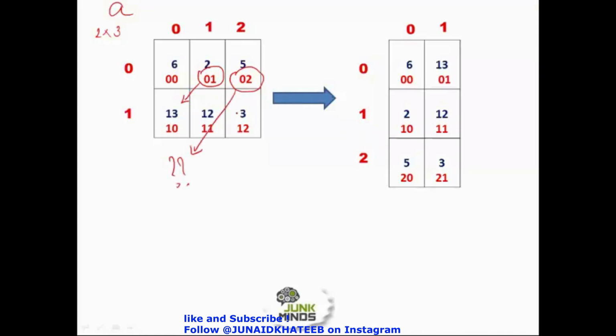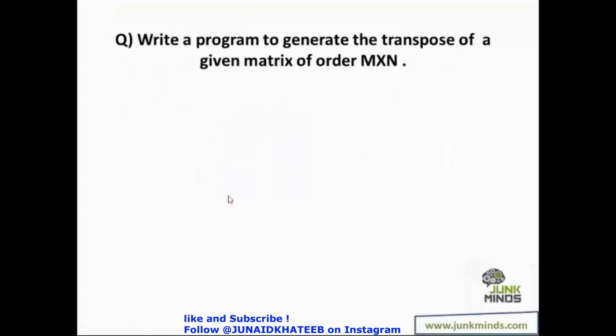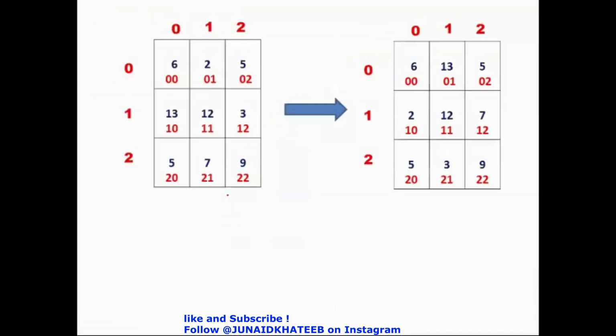For that matter, if I want to swap the value at index 1, 2 with the index 2, 1, that index does not exist here. See, with a square matrix, the good part was, for every ij, say for 0, 1, you had 1, 0. For 0, 2, you had 2, 0. For 1, 2, you had 2, 1. For every ij, you had the corresponding ji in the same array. That is why you could apply that method.